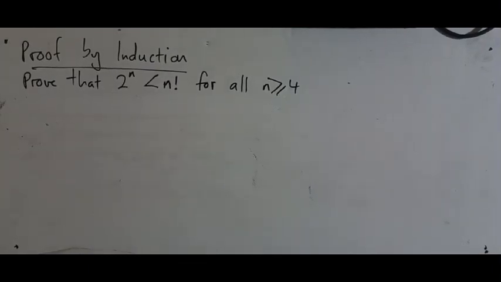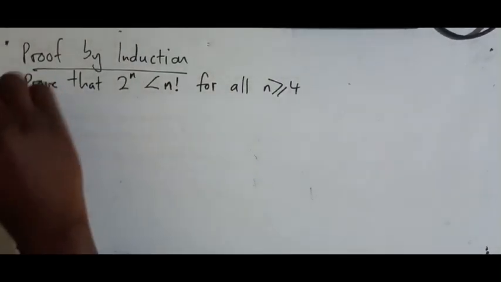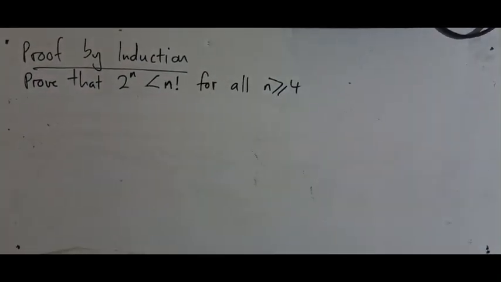Today we are going to prove that 2 to the power n is less than n factorial for all n greater than or equal to 4.